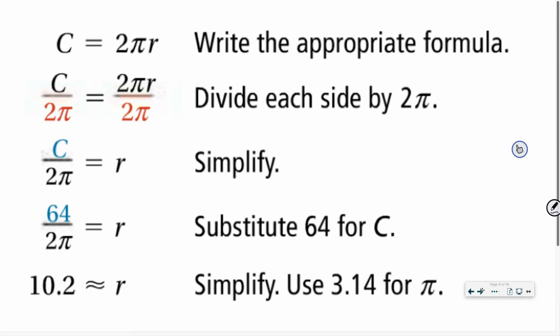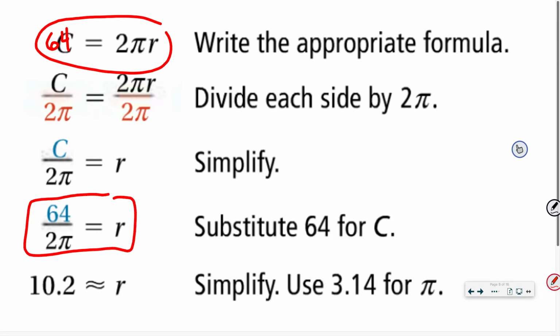So now notice, if I had this here and I substituted in a 64, I could calculate it. It would take me a little bit of calculation, but I could do it. It's so much easier here when you already have your variable isolated. If I divide 64 by 2 pi, which is about 6.28, my answer here would be about 10.2. The answer itself right now, the 10.2, is not as important because we're focusing on the idea of solving a literal equation and isolating a variable.